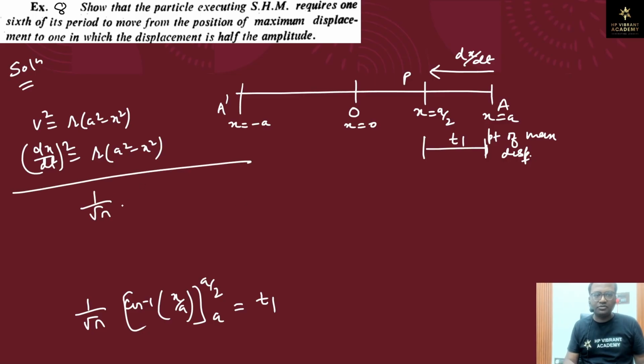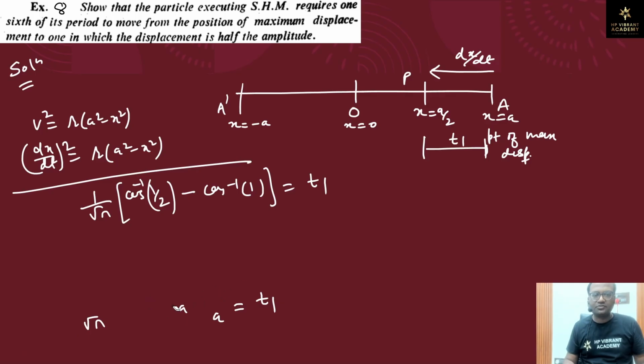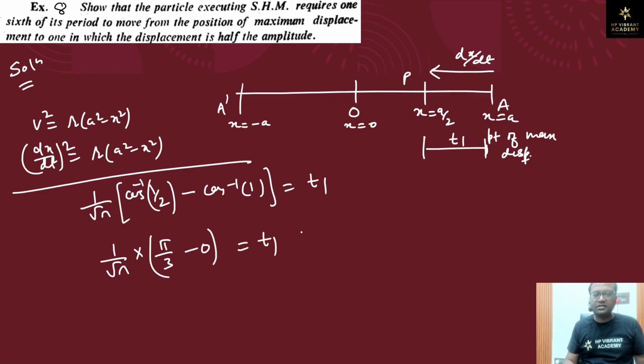1 upon root under mu into cos inverse, where x is equal to a by 2, this is cos inverse 1 by 2 minus cos inverse of 1. This is equal to t1. So cos inverse 1 by 2 is pi by 3, and cos inverse 1 is 0. So we have 1 upon root under mu into pi by 3 minus 0 is equal to t1. So we can write t1 is equal to pi upon 3 into 1 upon root under mu.